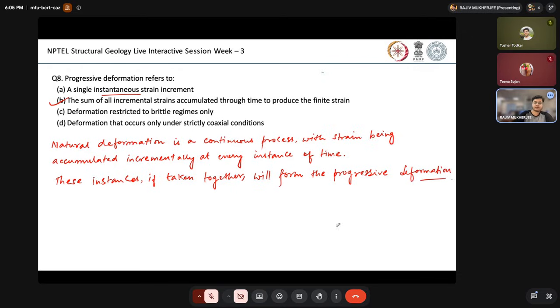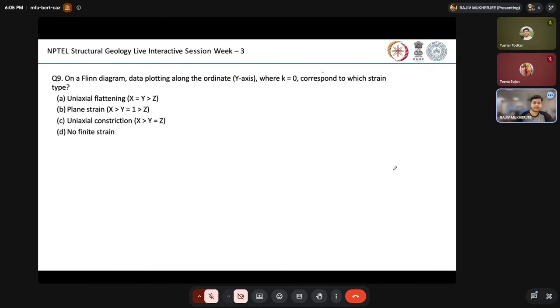Okay, so moving on to the next question. So now we are entering into the Flynn diagram. It says that on a Flynn diagram, data plotting along the y-axis where k is equal to 0 corresponds to which strain type? Uniaxial flattening, plane strain, uniaxial constriction, or no finite strain.